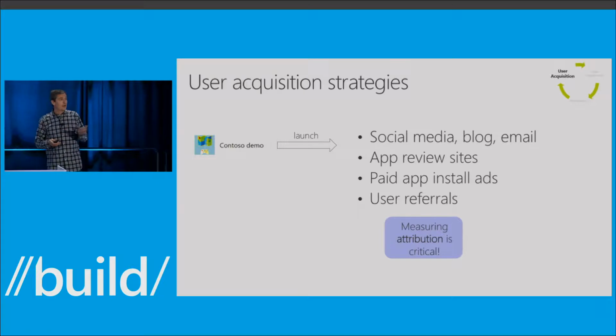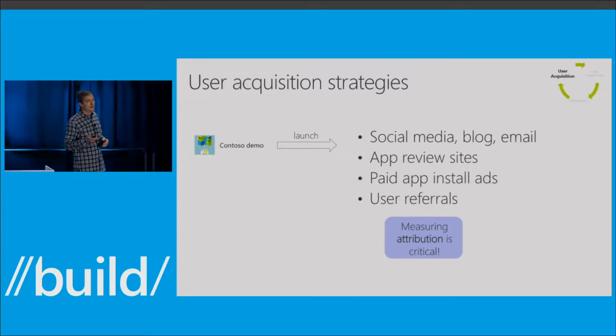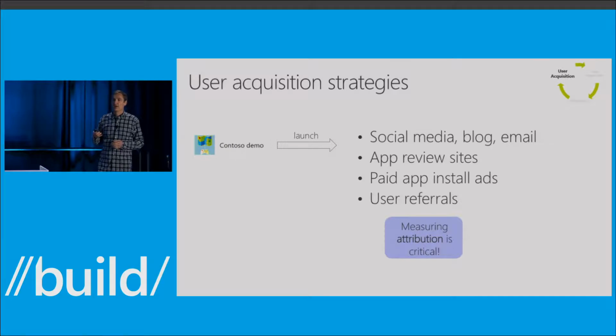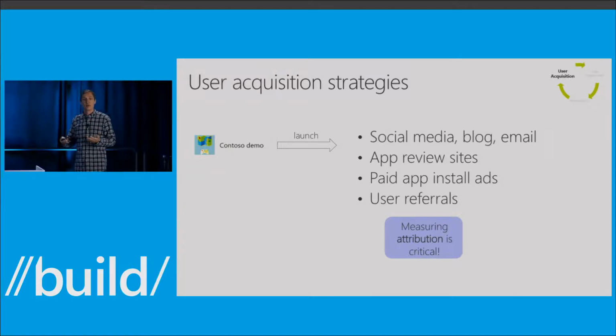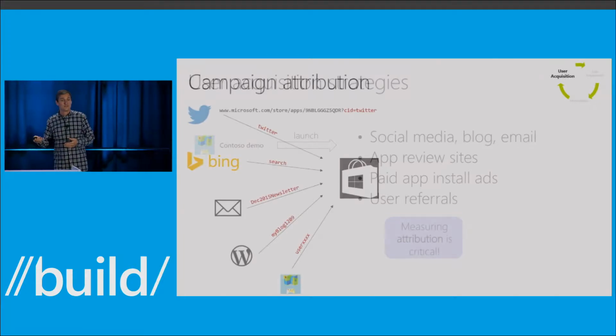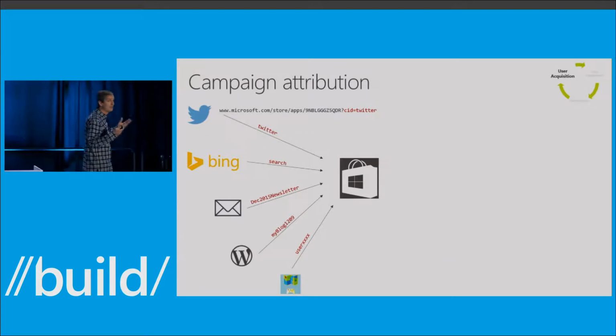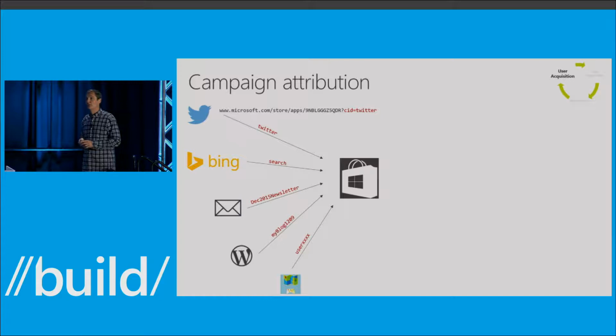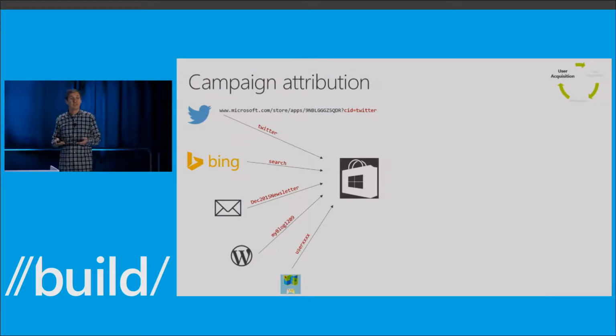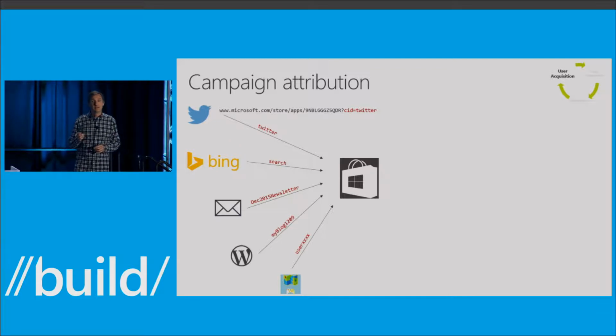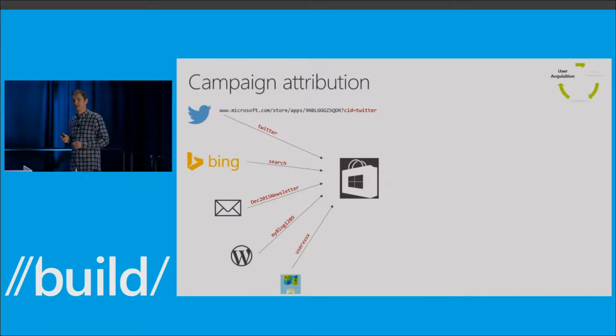Now, with all these different user acquisition strategies, it's very, very important to make sure that you're able to measure and track the effectiveness of each one of these different campaigns so that you can then optimize and focus on those campaigns, those strategies that are bringing the highest quality users. So in order to measure the effectiveness of these campaigns, with Windows 10, I'm very happy to announce that we're introducing campaign attribution. With campaign attribution, you can define a unique campaign identifier for each of your user acquisition campaigns.